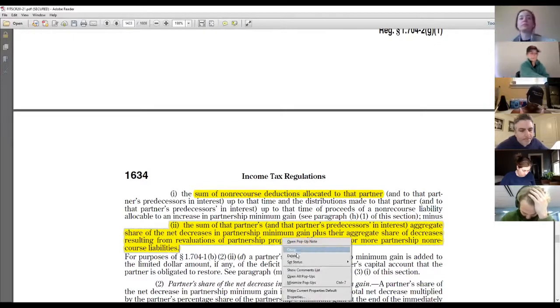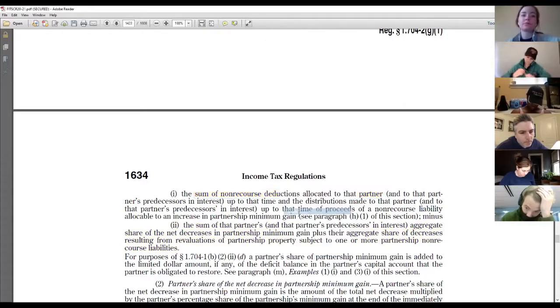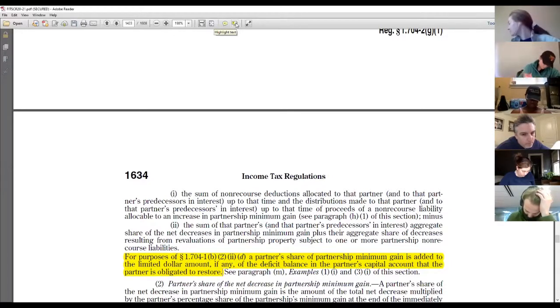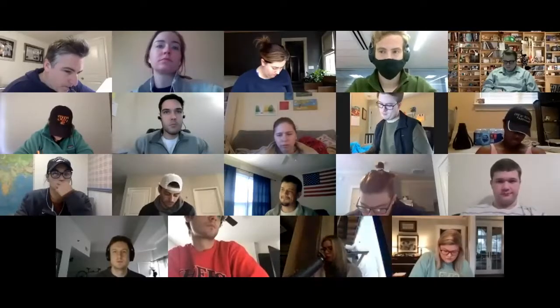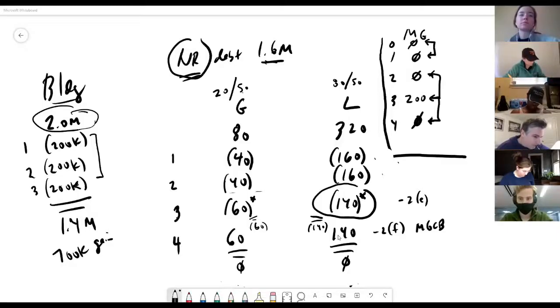But the sentence I want to clue you into here is this sentence. It says that a partner's share of minimum gain is added to the LDRO. It's treated like an LDRO. So a partner's share of minimum gain is treated as an LDRO. It allows you to go below zero. And that makes sense because when you have a share of minimum gain, that means inevitably your capital account is going to go back up at some point, most likely when you satisfy the minimum gain chargeback provision. So it's temporary. If we go back to this problem, you see it's inevitable that L's capital account, although it's negative, is going to come back to positive.